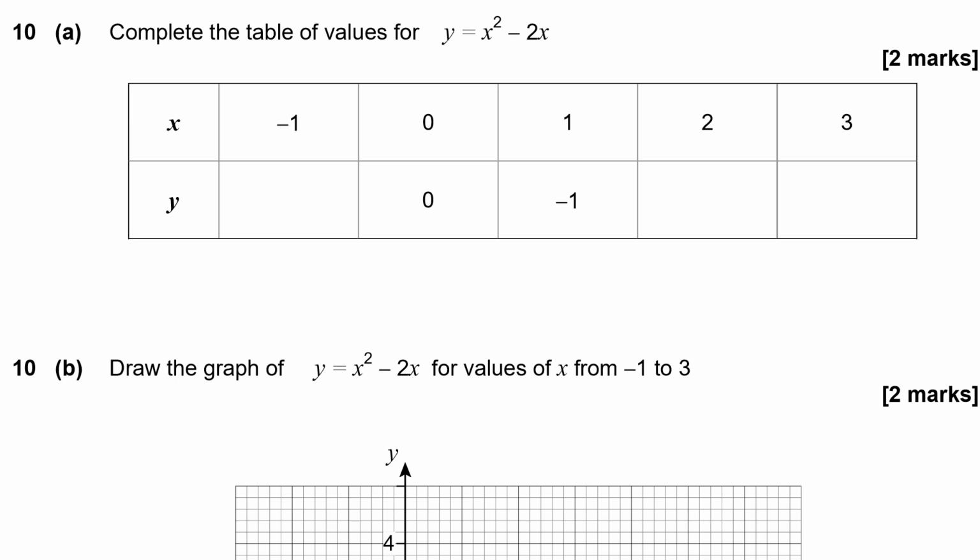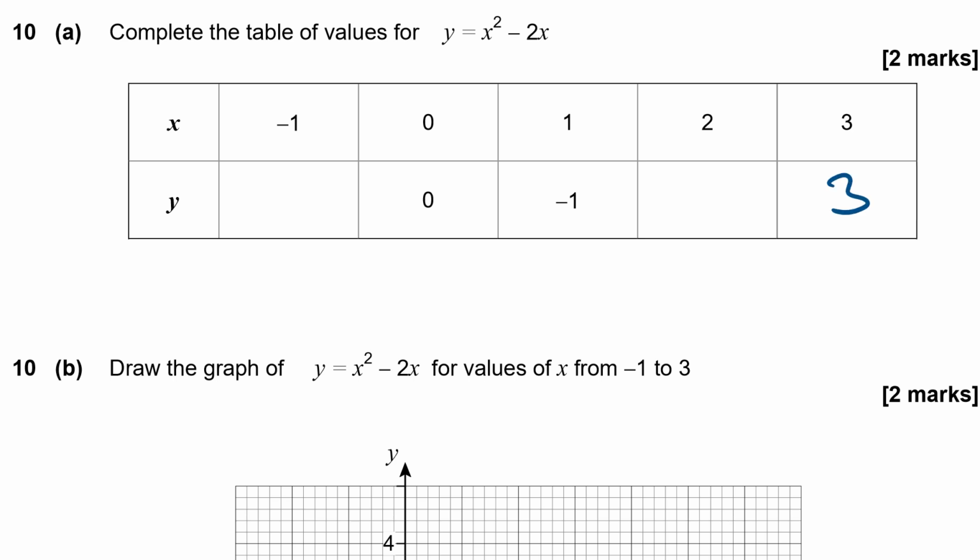So we've got another table of values for question 10a. This time we need to complete the values for y equals x squared minus 2x. So we're taking the x value, we're going to square it, and then we're going to take off 2 lots of the x value. Let's start at the positive end. When x is 3, x squared is 9. Take away 2 lots of 3, take away 6, 9 take away 6 is 3.